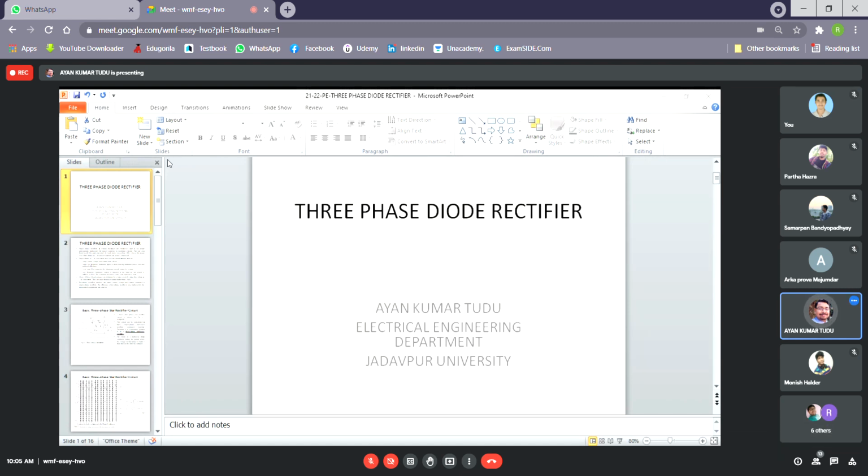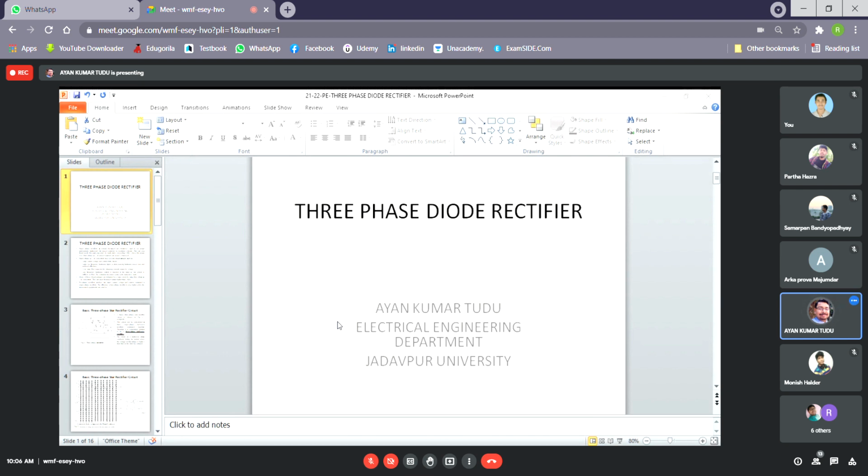Are actually used for low power applications, where the load is basically not exceeding 5 kilowatt. So they are basically used for supplying small DC loads. Above this we go for our three-phase diode rectifiers. The reason is that there are several disadvantages of using single phase AC to DC converters.